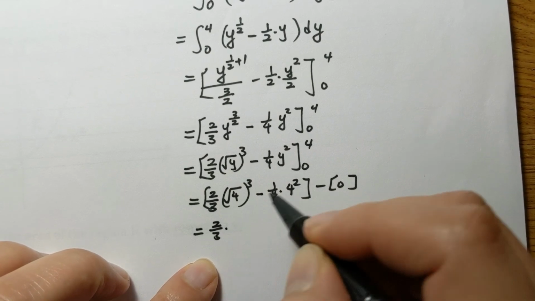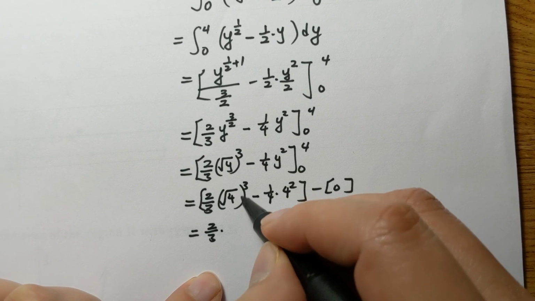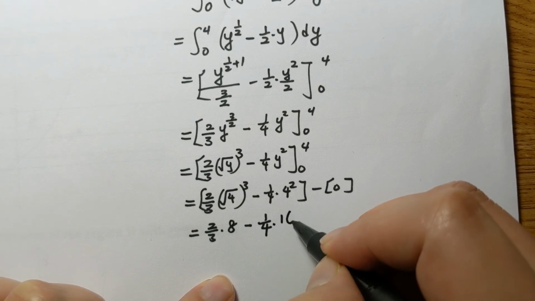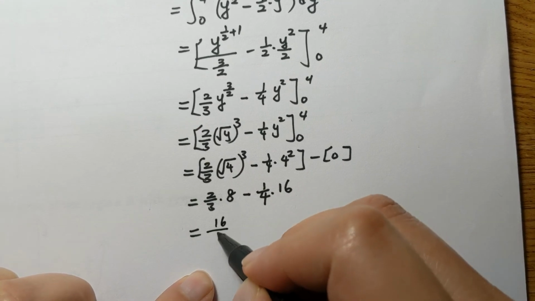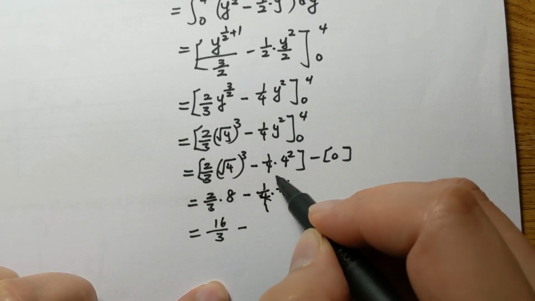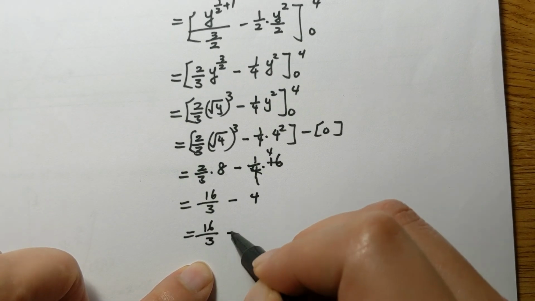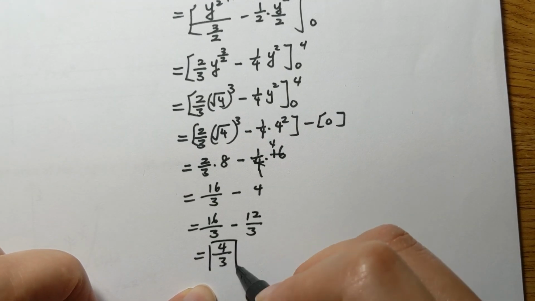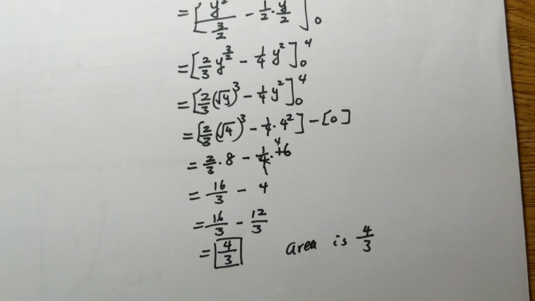So you get 2/3, and the square root of 4 is 2, and 2 to the 3rd is 8. Then you simplify from here. Now you got 16 over 3 minus 4, and then you continue. Subtract, and you get 4 over 3. So the area is 4 over 3. So we finished question number 3.